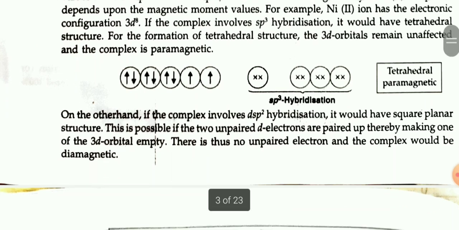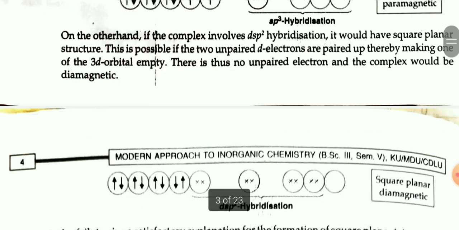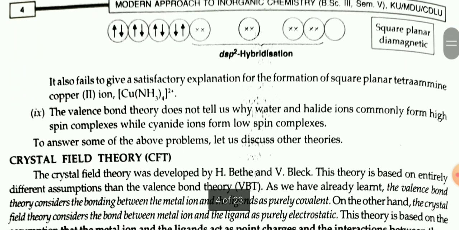On the other hand, if the complex involves dsp2 hybridization, it would have square planar structure. This is possible if the two unpaired d electrons are paired up, thereby making one of the 3d orbitals empty. There is thus no unpaired electron and the complex would be diamagnetic. It also fails to give a satisfactory explanation for the formation of square planar tetraamminecopper(II) ion, [Cu(NH3)4]2+.